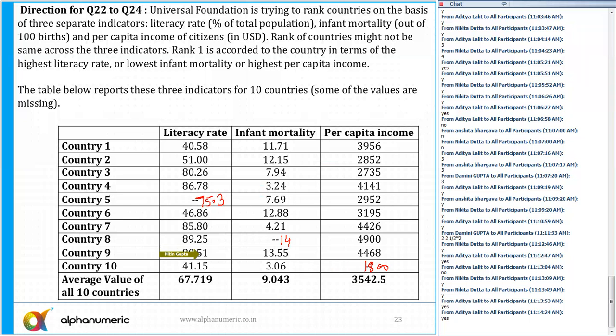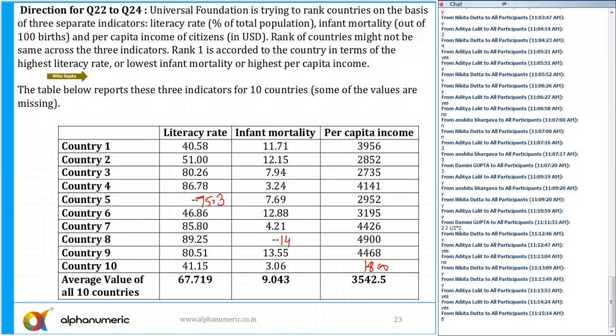Literacy rate. Highest rank 1 is accorded in terms of highest literacy rate. So highest is country 4. No, not country 4. Country 8. So country 8 is ranked 1. 89.